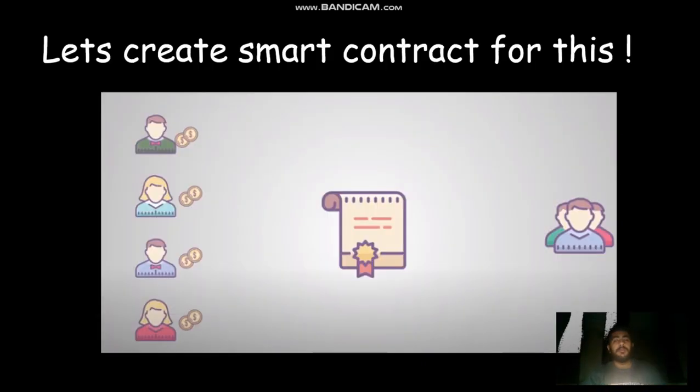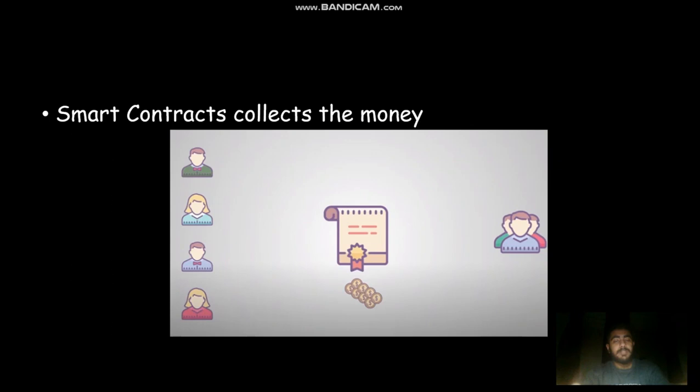Now, a smart contract creates a similar but more secure system without a third party being involved at all. Let's see this system. There are four supporters and a project team that has created a project, a contract, and the four supporters have sent their funds to the smart contract, which collects the money.